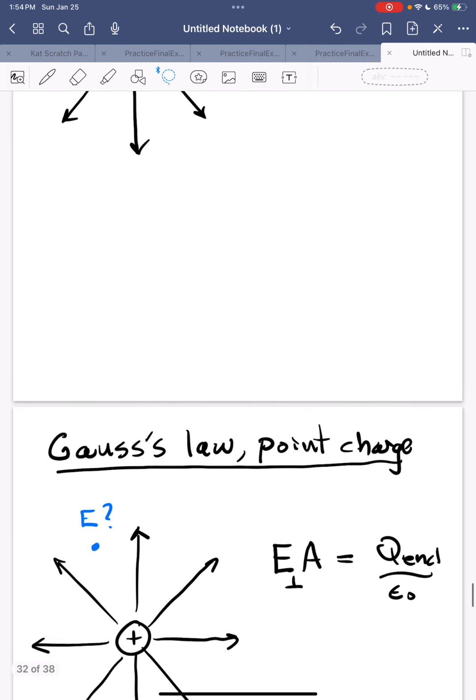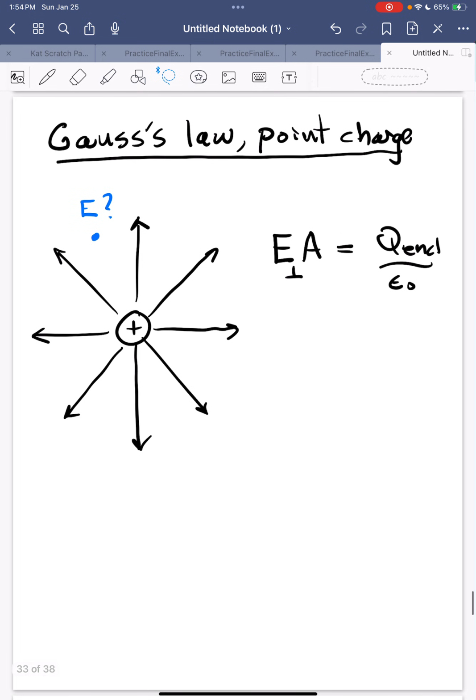How do we do it? Well, let's go back to this. This is Gauss's law stated right here, and it basically says that the E field times the area equals the charge enclosed divided by epsilon naught. Well, what does this mean? The basic idea behind Gauss's law is just to use this equation to solve for E. And I'm going to do that by taking this and dividing both sides by A so that I isolate E on the left-hand side by itself.